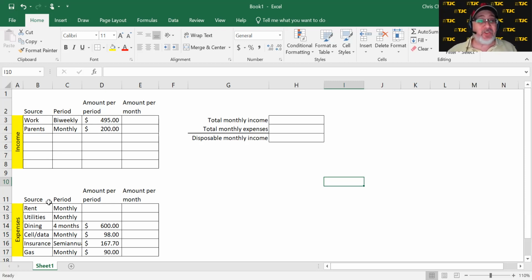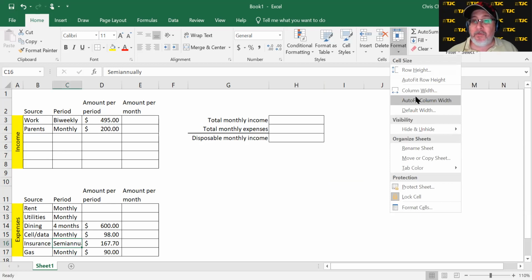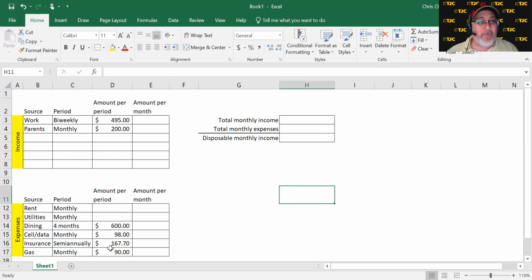And the same thing for expenses: the source of the expense, the period. Looks like we need to widen this one second. Okay. The amount per period, and the amount per month. Now, if you notice, I left the amount per period blank for rent and utilities.